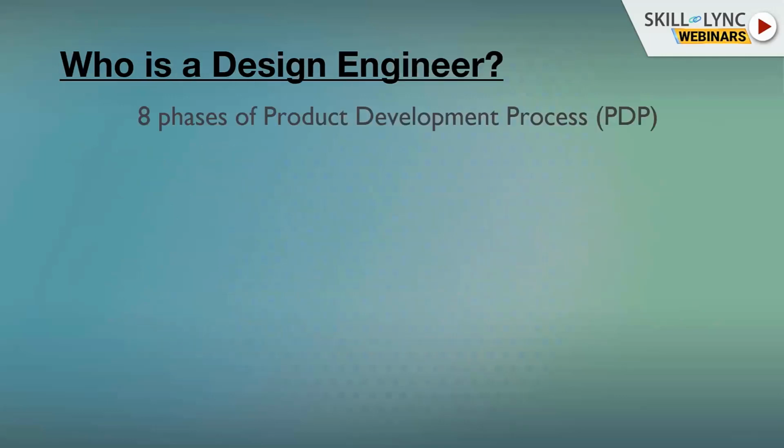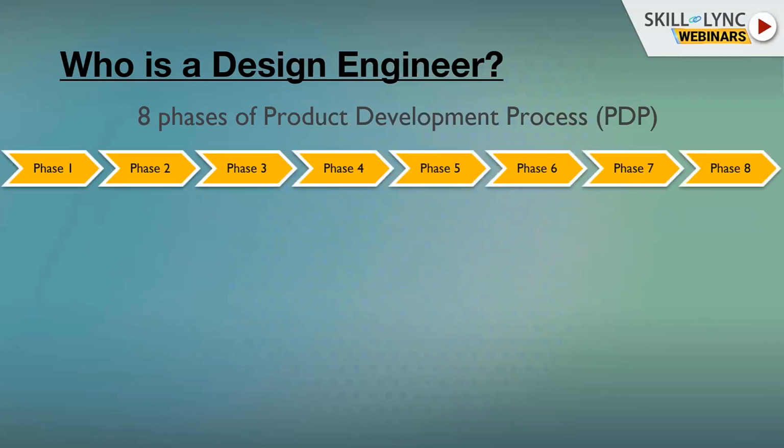To understand a few more differences between a CAD application engineer and a design engineer: in the automotive industry, it follows 8 phases of product development, commonly known as the PDP process. Out of the 8 phases of the PDP process, modeling comes within phase 4, and not the whole of phase 4 is modeling, just a small part of it.